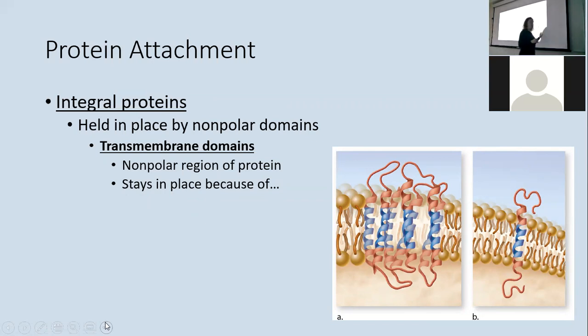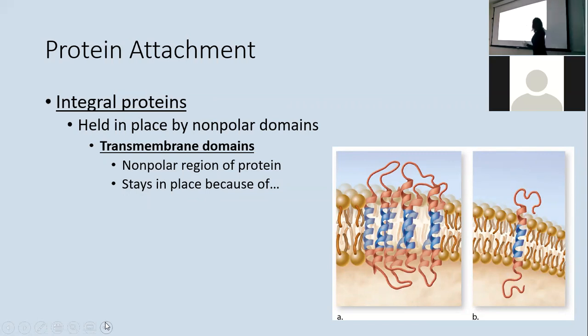What behavior of water is going to keep those proteins stuck in the membrane like that? Not dehydration. So what does water do to non-polar things? It pushes them away. What do we call that, when water pushes away non-polar or hydrophobic things? Hydrophobic exclusion. Hydrophobic exclusion, exactly.